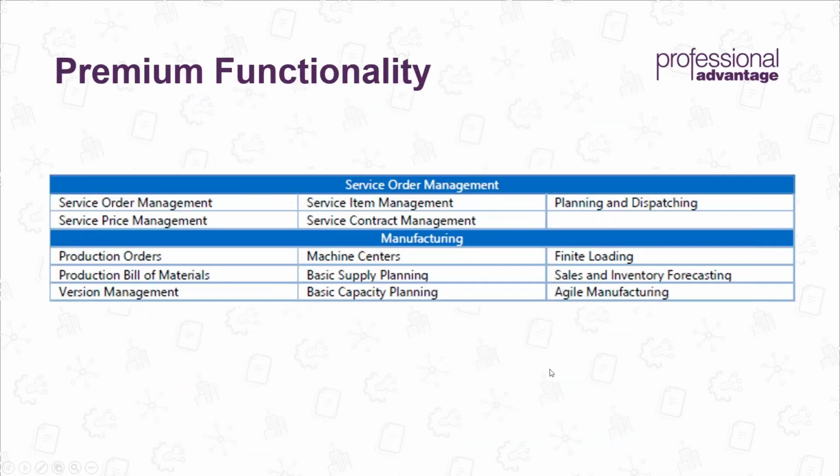Then there's the Premium offering, where the differential is really just around the pricing on the licenses. We bring in things like service order management all the way through to production. We have to point out that the production offering within Business Central is more aimed at discrete manufacturing. It doesn't cater for process manufacturing at this point in time. But again, we have the ability to work with planning and dispatching, look at bills of material, and use capacity planning within the fold as well.